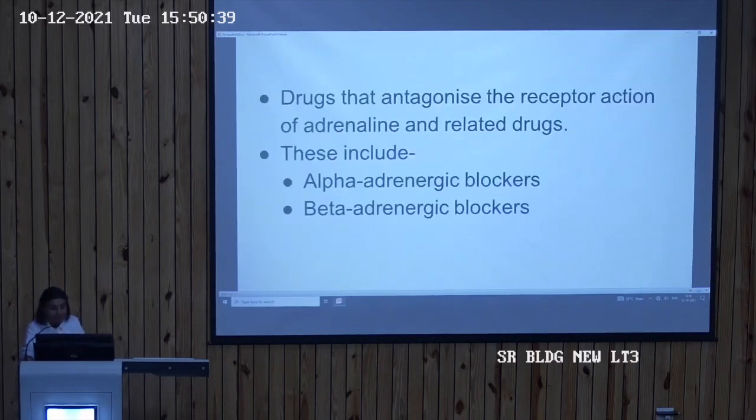So, what we are going to say is that these are drugs that antagonize the receptor action of adrenaline and related drugs. As we know, there are alpha receptors and beta receptors present in our body. In order to block them, there are two types of drugs: alpha adrenergic blockers and beta adrenergic blockers.